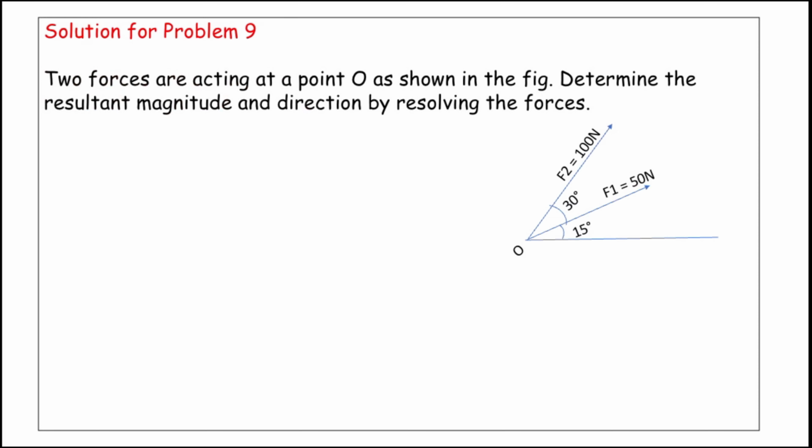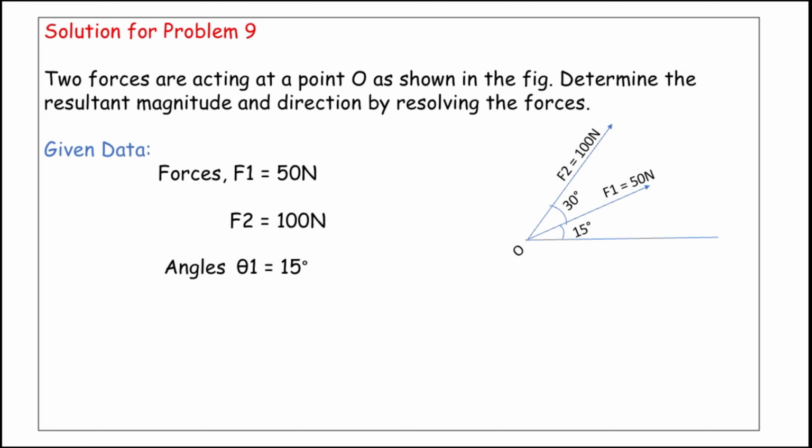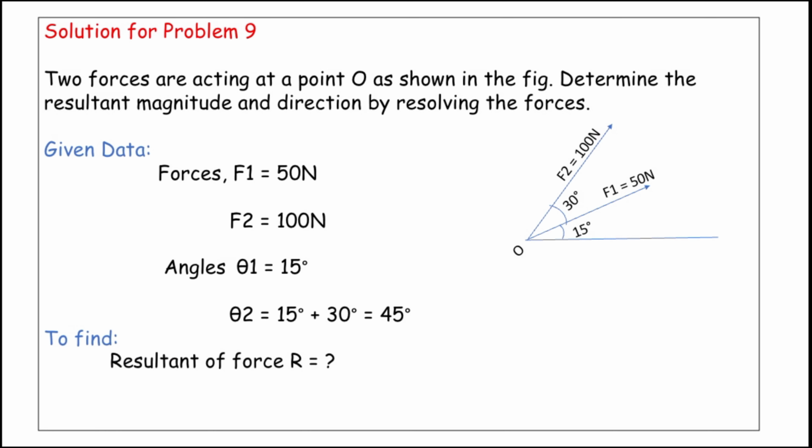Now see the given data. Force F1 equal to 50 Newton and force F2 equal to 100 Newton. The angle of F1, theta 1, is 15 degree. The angle of F2, theta 2, is 15 plus 30 degree. It is 45 degree from the x-axis. So we have to find the resultant of force R and the direction of the resultant theta.